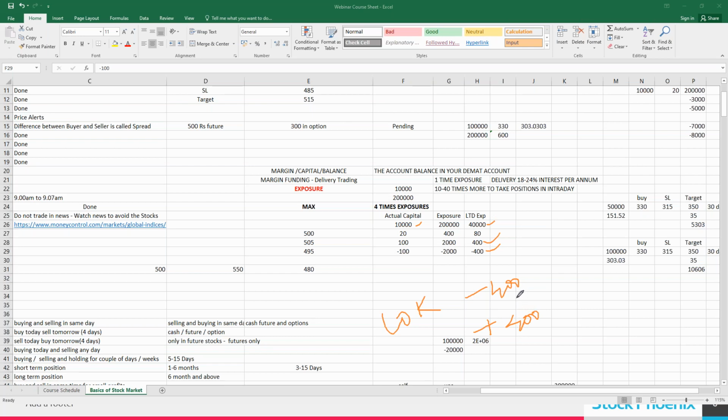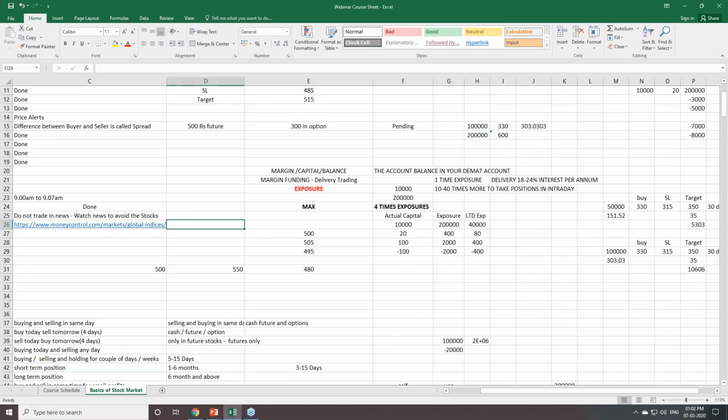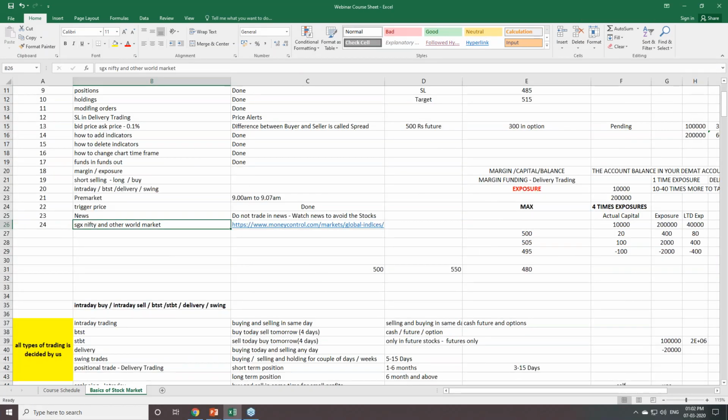So use the exposure wisely. Just because there is an opportunity, don't use everything. Okay.